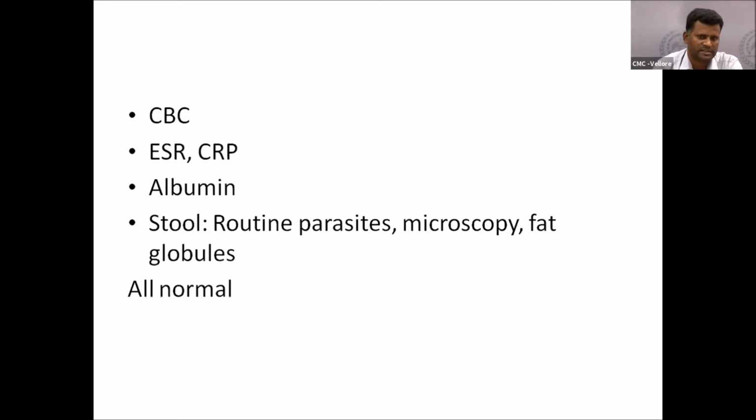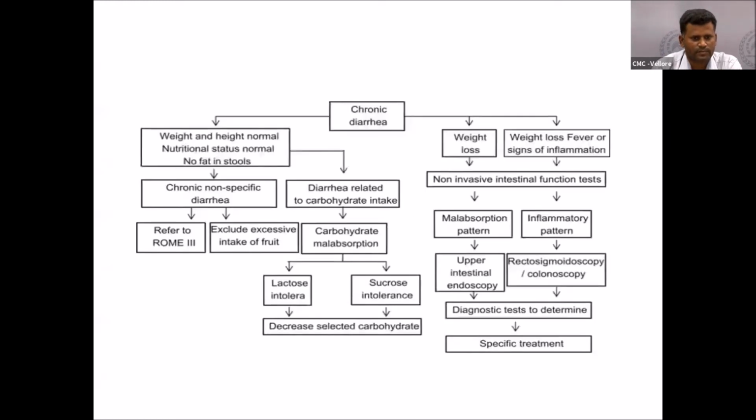And stool routine, parasites, microscopy, fat globules. So for this child, it's all normal. So coming to this approach of chronic diarrhea, when weight and height are normal and nutritional status is normal, then it's very much like non-specific diarrhea or irritable bowel syndrome or carbohydrate malabsorption. So it goes in that direction. But if there is weight loss, or weight loss with other signs of inflammation, then we should actively investigate with non-invasive investigations, and then go for scopy and diagnostic findings.